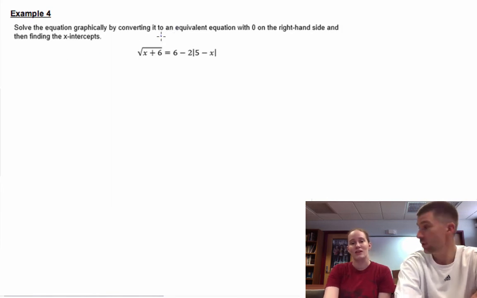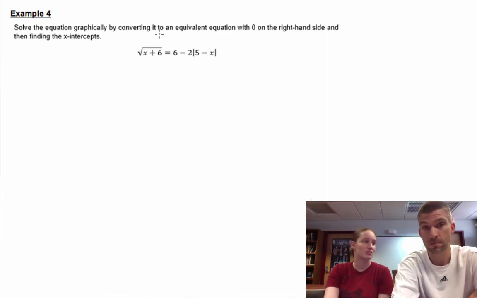So as long as you are algebraically correct. Okay, so they tell you in the book to get everything on one side and then put it into y1 and find the x-intercepts. That's a great way of doing it, and in a lot of ways that can actually be easier.